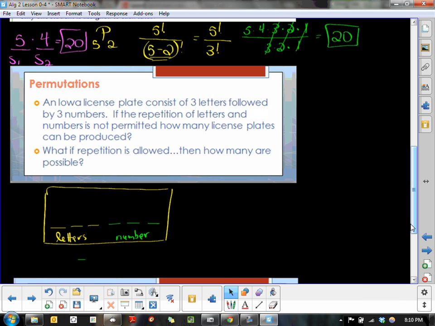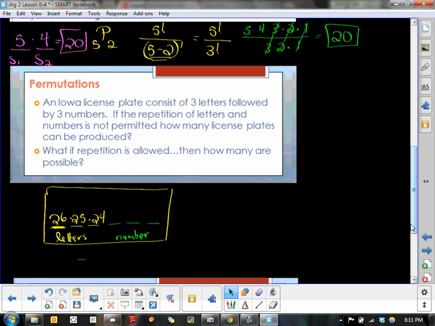So we have to figure out how many different arrangements are allowed. So let's start looking at our different arrangements. We talk about letters. How many letters are there in the alphabet? If we look in this location, how many letters could I put in this first location? Well, there are 26 letters in the alphabet, so I can put one of 26 letters in that first spot. Once I use a letter, since repetition is not allowed, I'm down to 25. And after I use that letter, then I'm down to 24.